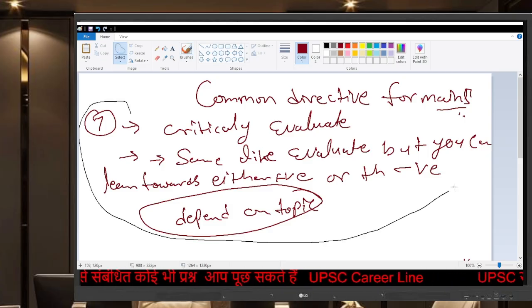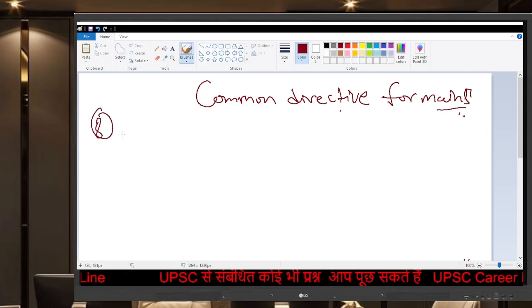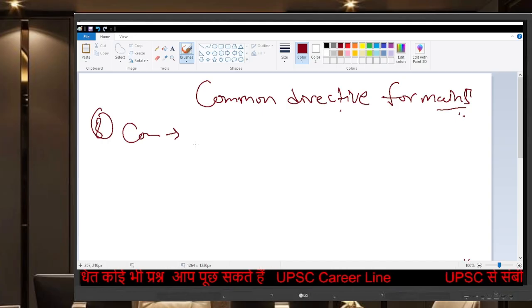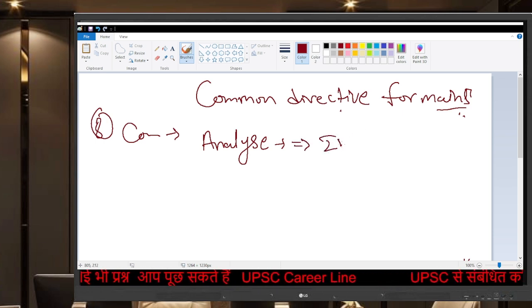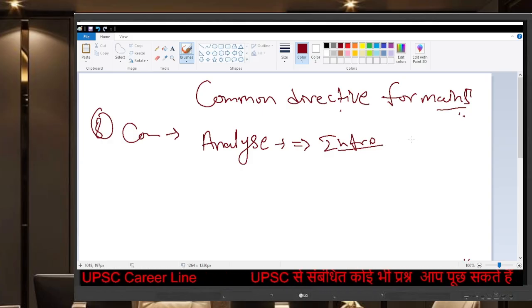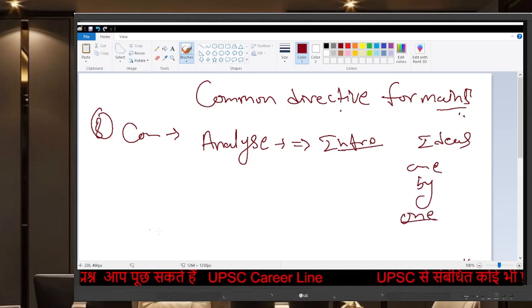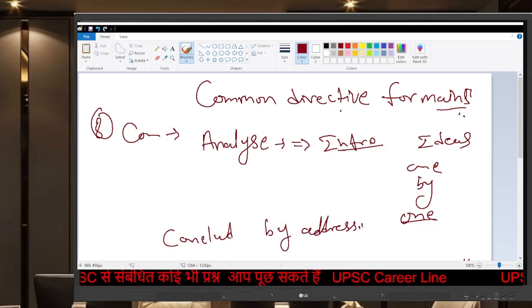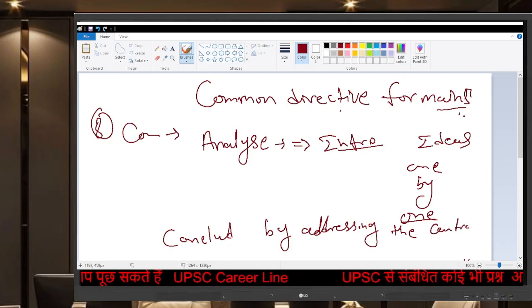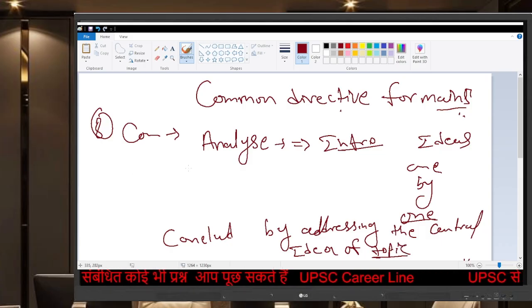Number 8 common directive is analyze. You can write an introduction and move to examine each broken down idea one by one. After that, you can conclude by addressing the central idea of the topic. It's complete here.